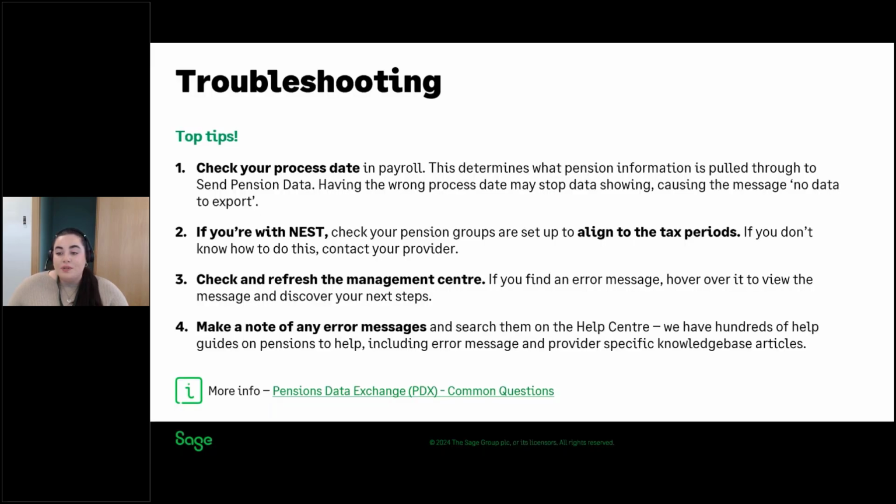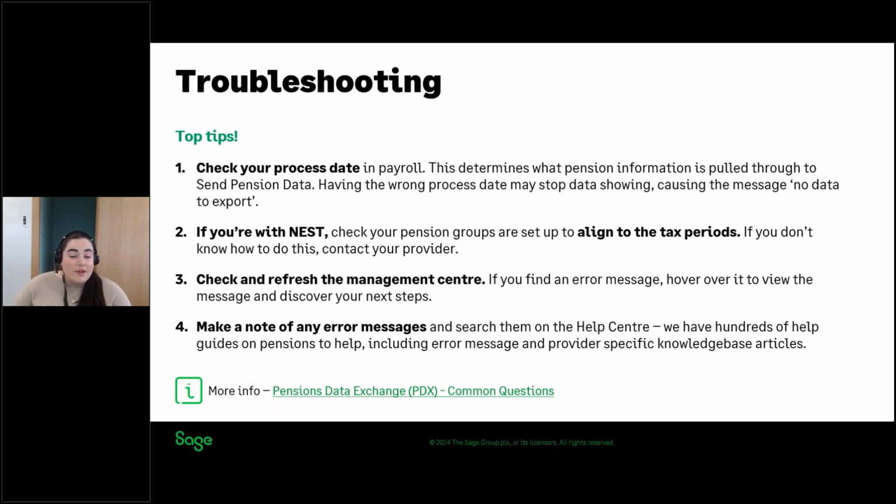And then lastly, top tip number 4 is relating to all of them really, but if you do come across an error message or you just need a bit of a hand, you're not quite sure where to go with things, but specifically with an error message, do make a note of it in full. So include any dates or numbers that it includes and search for it on the Help Centre. So we've got hundreds of fantastic help articles specifically on pensions alone, including error message specific or pension provider specific ones too. So you could search, for example, sending pension data with smart pensions, and that would bring up a whole load of search results for you with loads of different articles and demonstration videos covering that topic, and it will talk you through those steps.